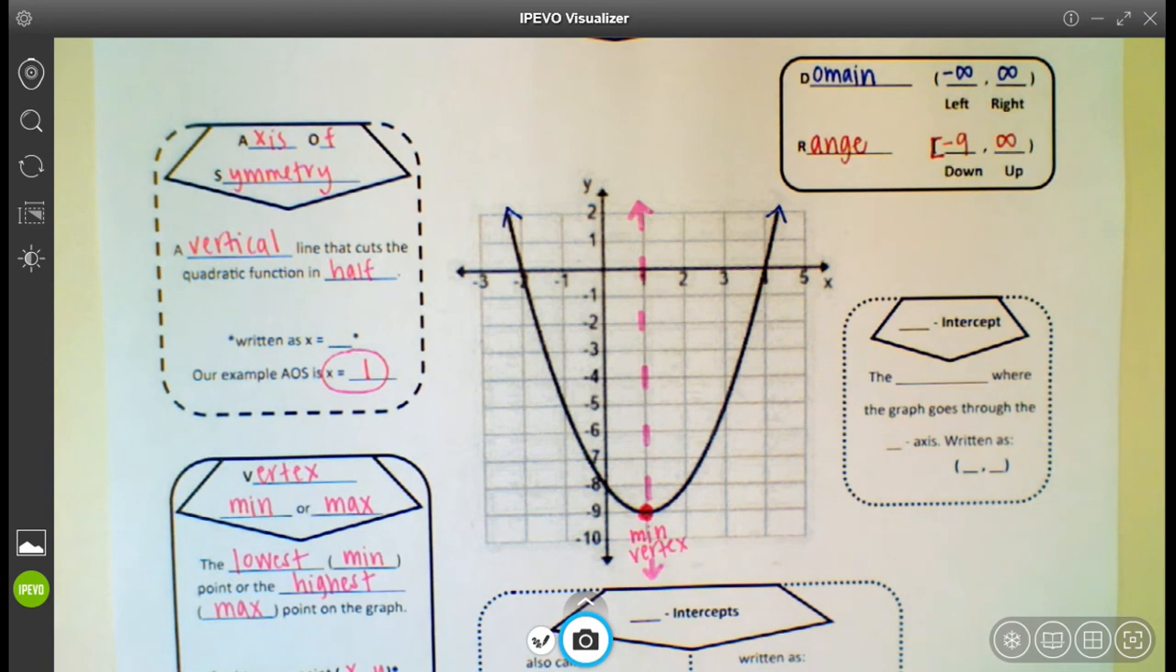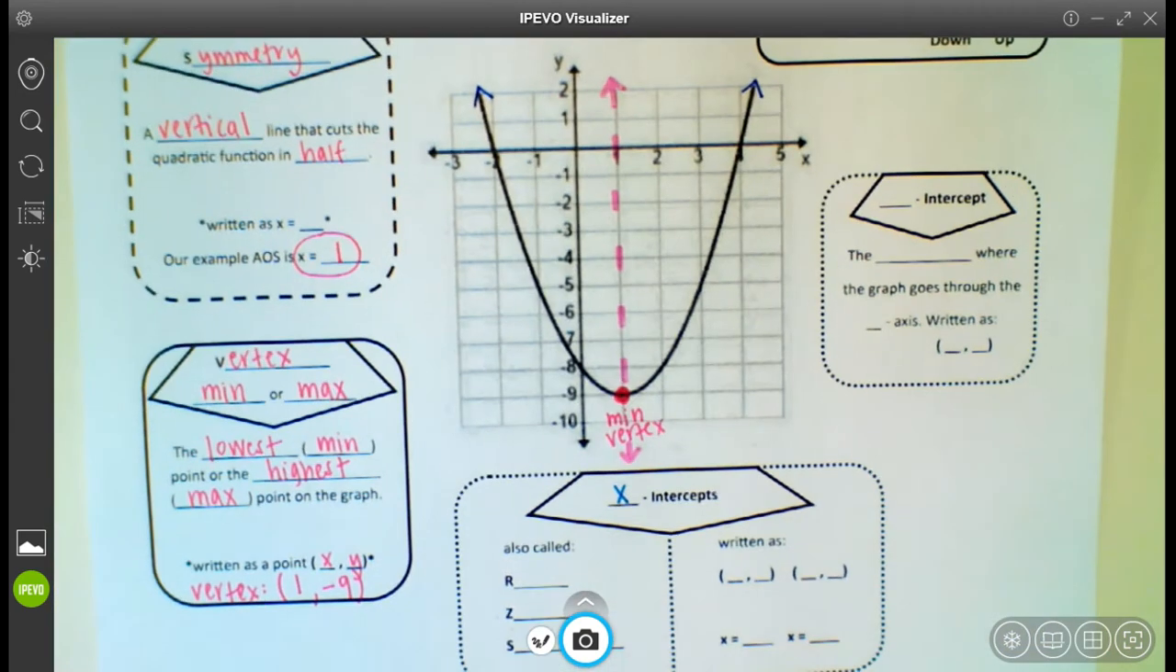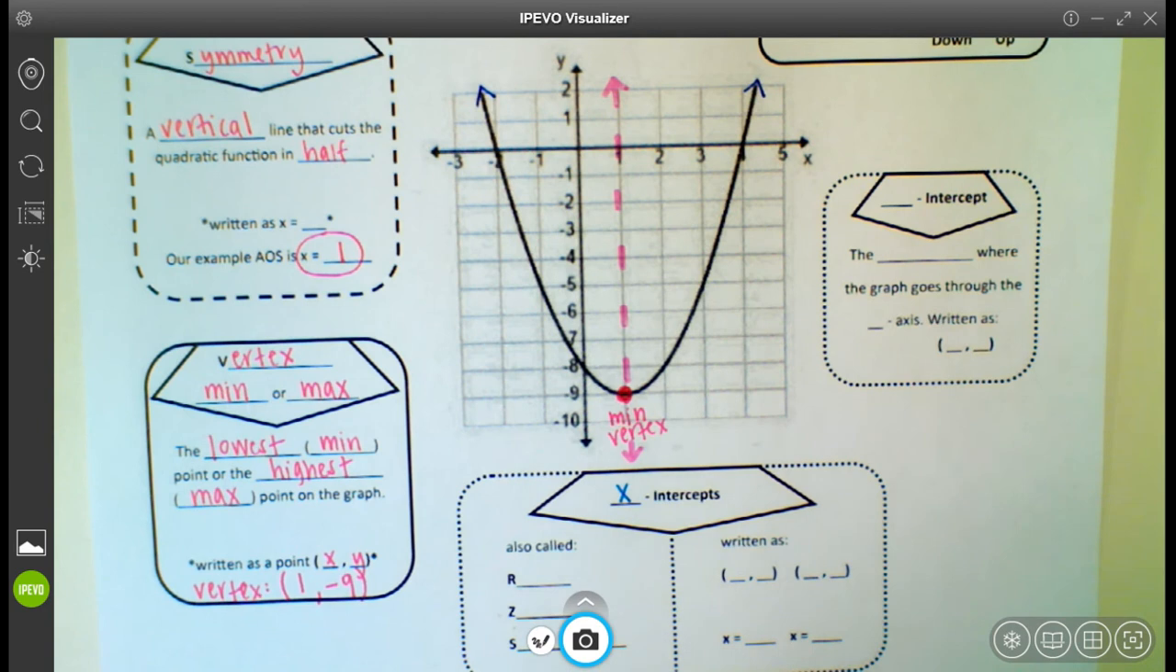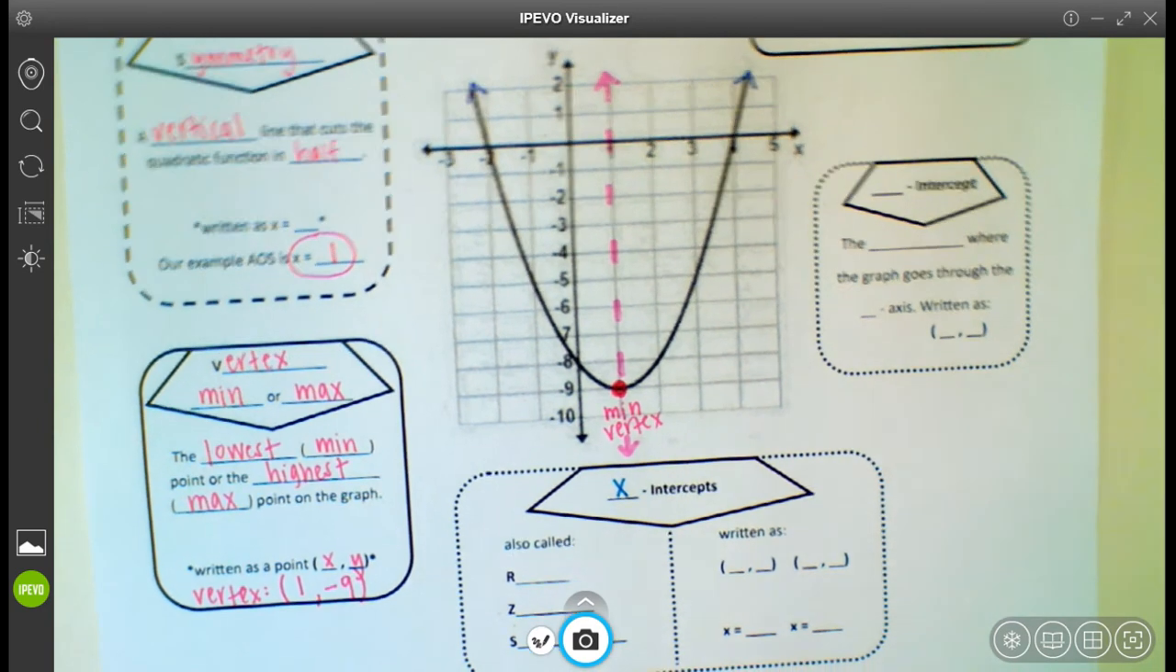All right, 2 more to go, guys. We are going to talk about the x-intercepts next. So x-intercepts, the words literally give it away. The x-intercepts, guys, are where I touch the x-axis on the U shape. But before we get that far, we also have a few other words that we call these.